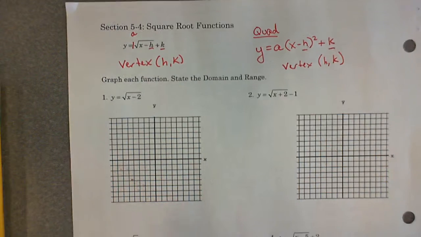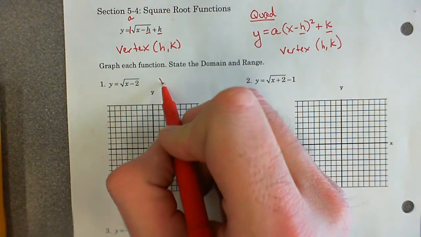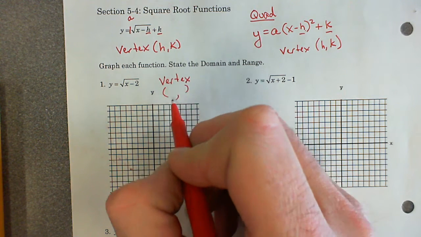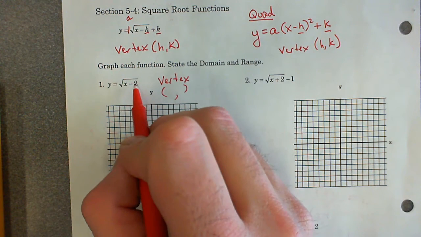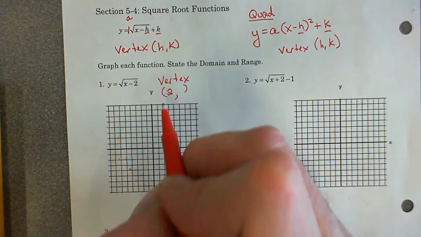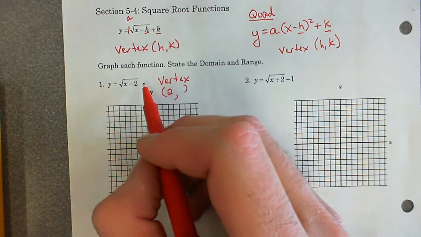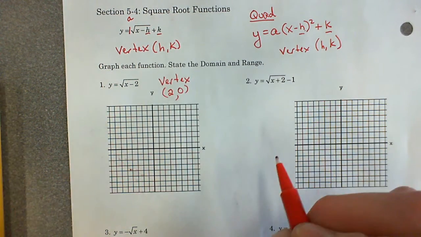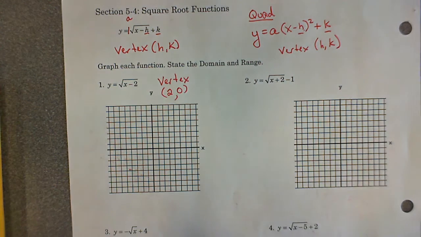Okay. So on number 1, let's first start by finding our vertex. So your vertex is going to be the point. Well, the x is underneath the square root, and it's going to be the opposite sign, so that's 2. And the y value, or the k here, is going to be what's added on, so there's nothing there, so that's 0. So our vertex is the point 2 comma 0.